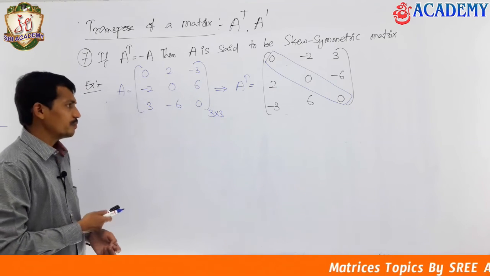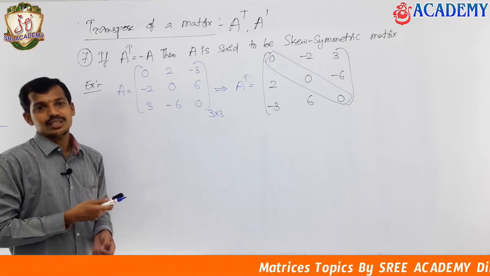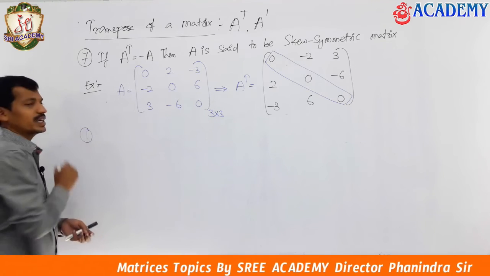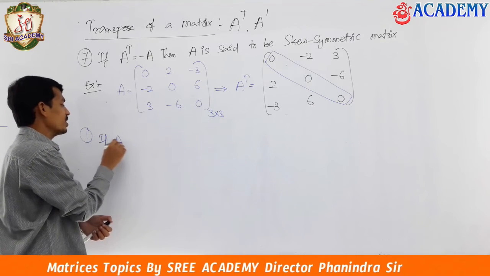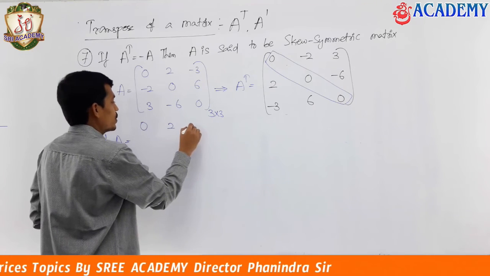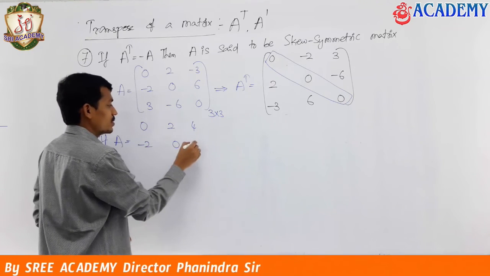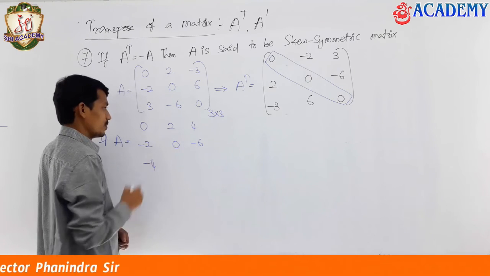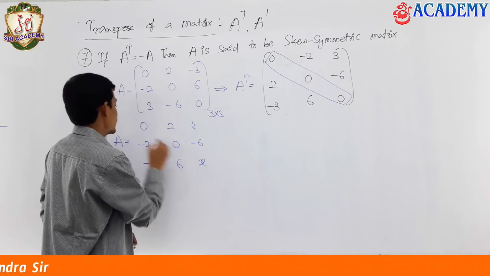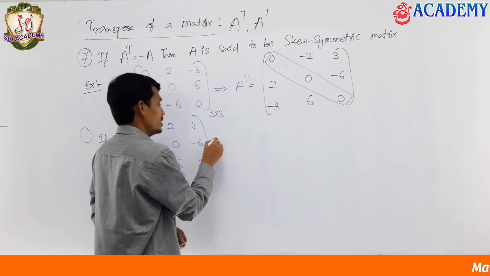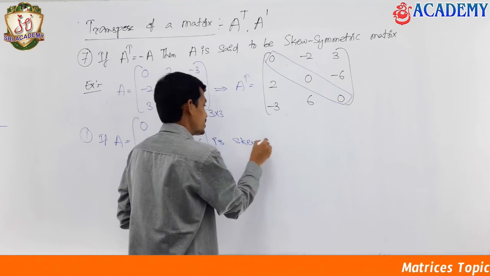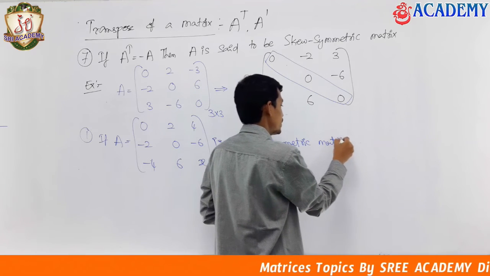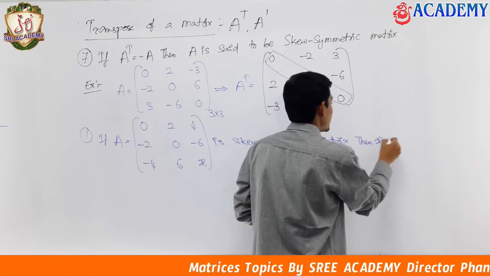We'll see an example of how the questions are going to be asked, just like previous. I am writing one example here. If the question is given like this: if A equals 0, 2, 4, minus 2, 0, minus 6, minus 4, 6, x is a Q-symmetric matrix, then x equals what?